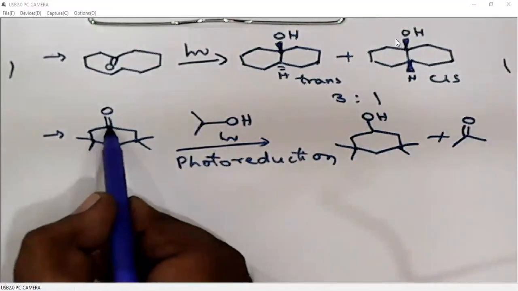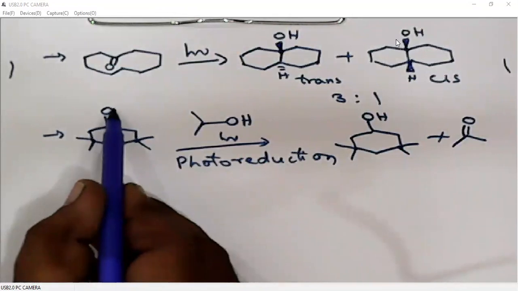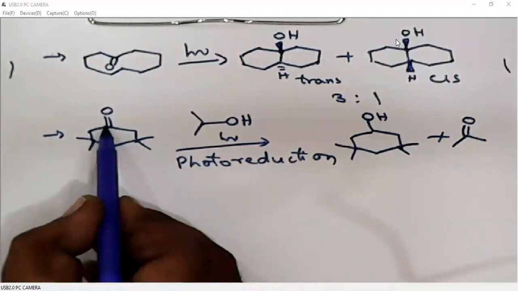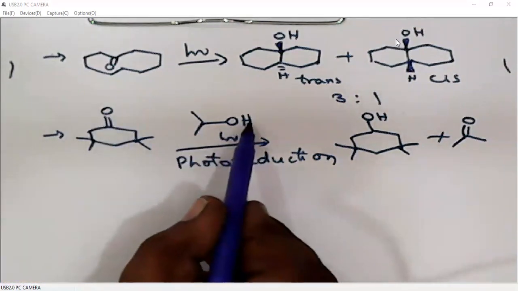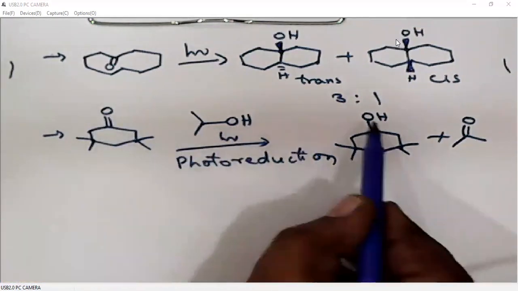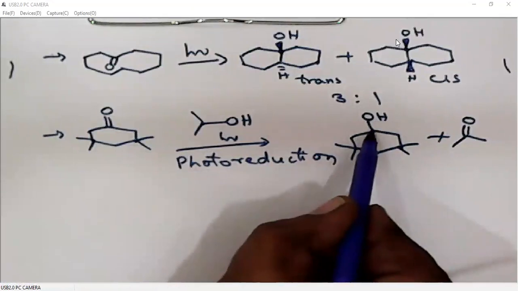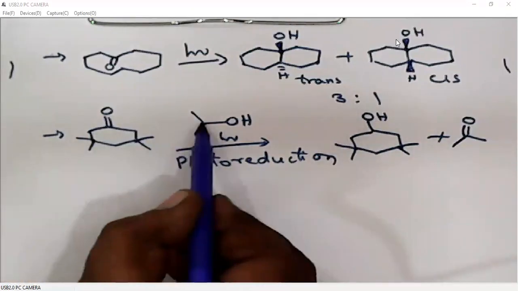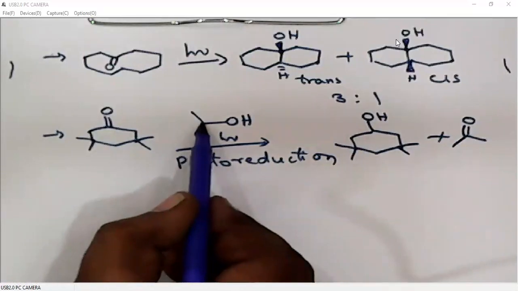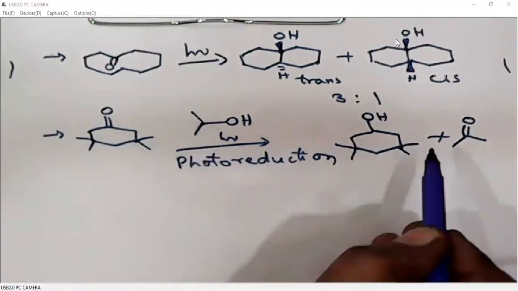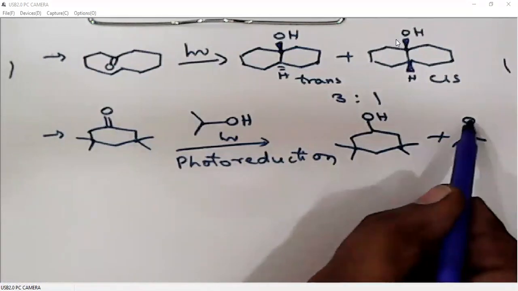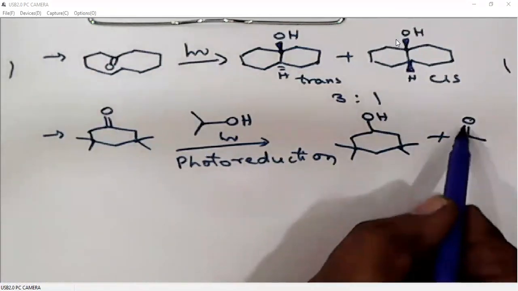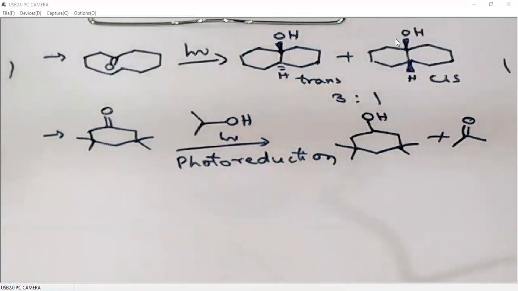When we pass light, it generates two radicals, oxygen radical and carbon radical. Oxygen radical will immediately pick up a hydrogen radical from isopropanol, so it becomes OH. Then this carbon radical will pick up another hydrogen from isopropanol, alcoholic carbon. So it undergoes reduction. Then oxygen radical and carbon radical will undergo bond formation to generate the carbonyl.